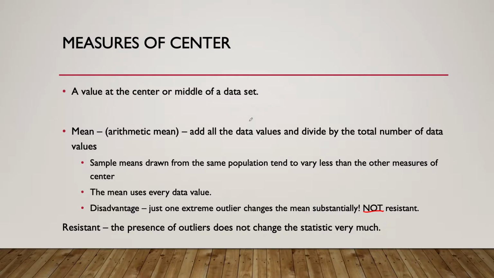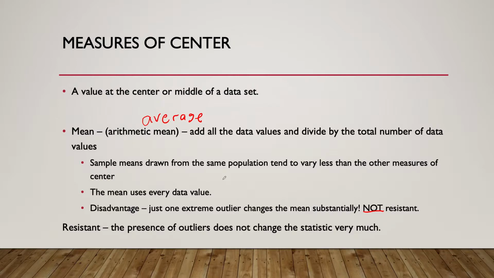The mean, or arithmetic mean, or average, is where we add all the data values and divide by the total number of data values. Sample means drawn from the same population tend to vary less than the other measures of center, based upon the fact that the mean uses every data value in the sample. The disadvantage to using the mean, however, is that just one extreme outlier can change the mean substantially.